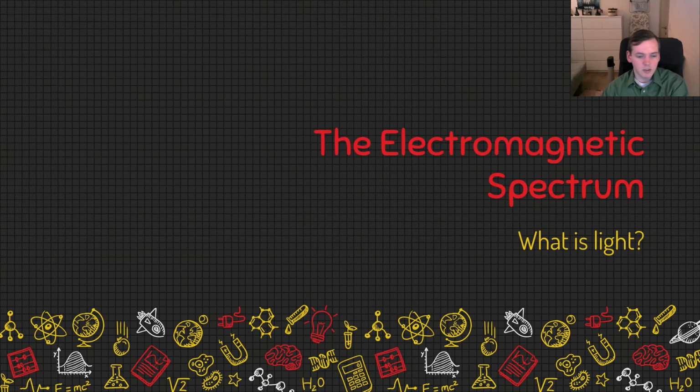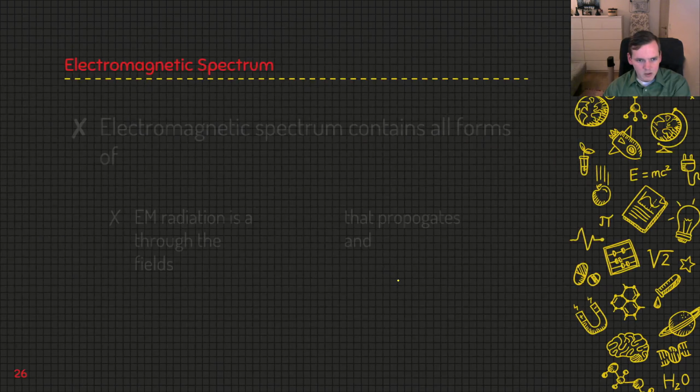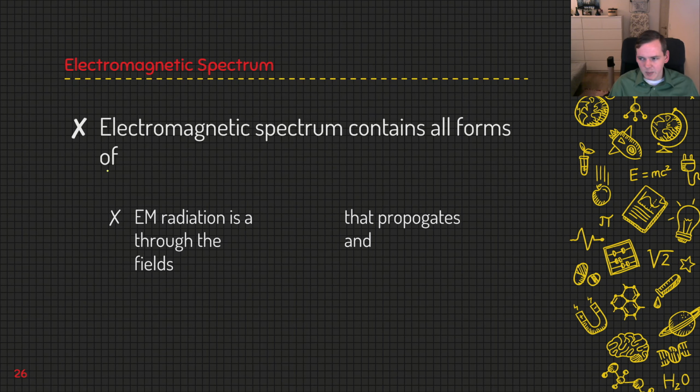In this video, we're going to do the overview of the electromagnetic spectrum, talk about everything that there is, all the important pieces there are to know about it. So first off, the electromagnetic spectrum is a name for all the forms of electromagnetic radiation. So the electromagnetic spectrum is basically just a list of all the types of electromagnetic radiation.